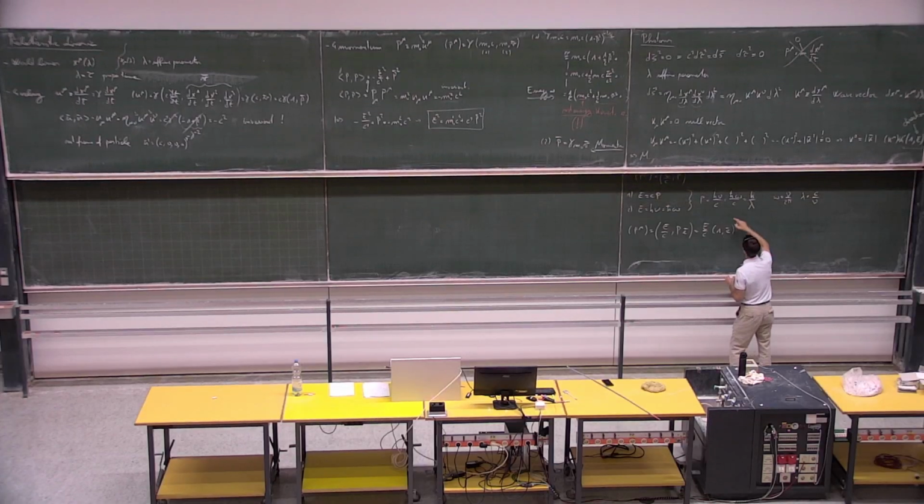So using now this expression for the energy, where is it? Here, right? We can plug it here. And what we obtain is h bar omega over c times 1 and e, which is also equal to h bar times our four-frequency k.